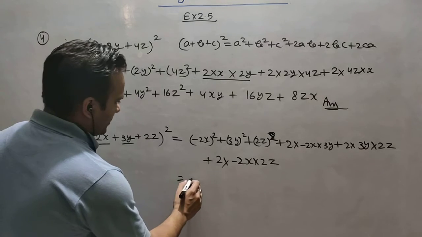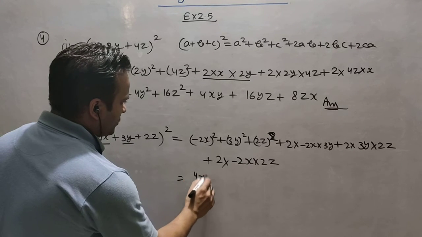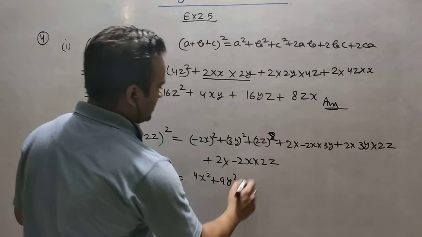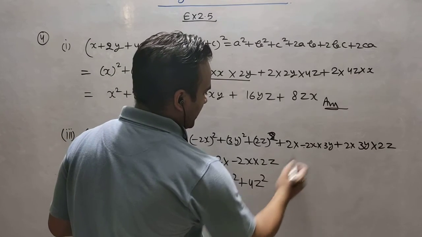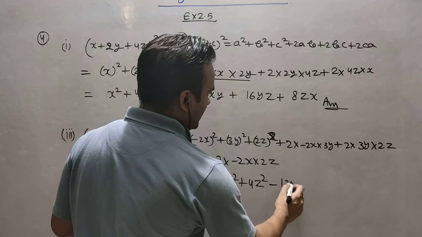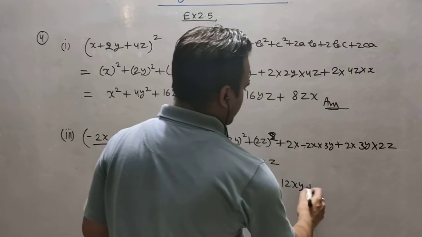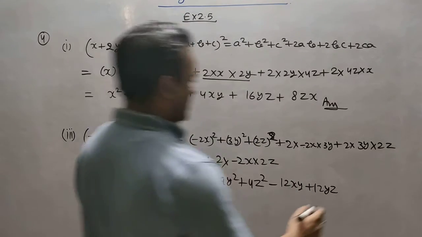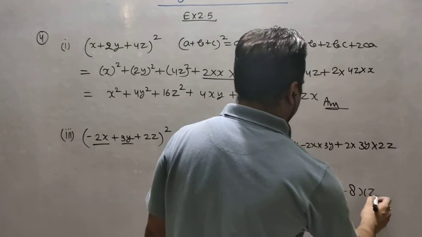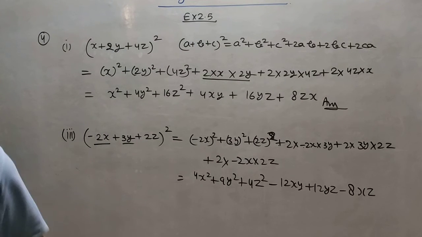Now we will see this is 4x² plus 9y², this is 4z², and this will be minus, because plus into minus gives minus, so it is 12xy, it will be 12yz, and it will be 2 into 4, that is 8, minus 8xz. So this is the use of the (a + b + c) whole square identity. We have one more sum where we are seeing there are two minus. We will see that sum also.